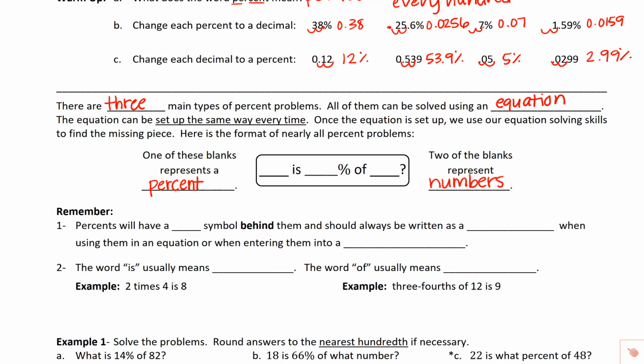So this box right here in your notes is pretty important, and you're going to use this a lot throughout the unit. Blank is blank percent symbol of blank. So there's going to be a number. Number is percent, so you're going to have your percent right here, of another number. So it's a question, what is the percent of another number?